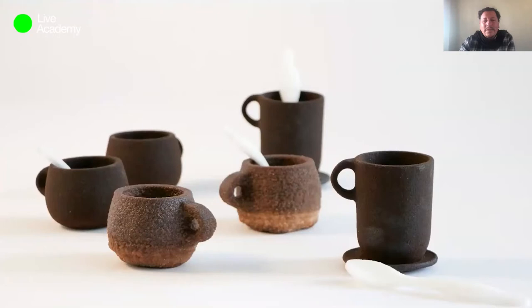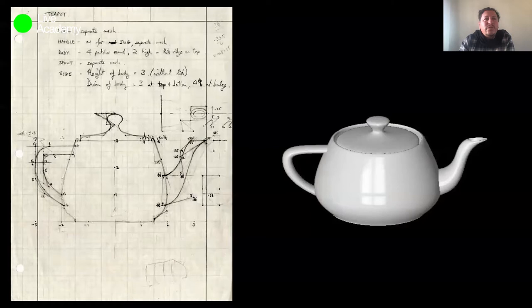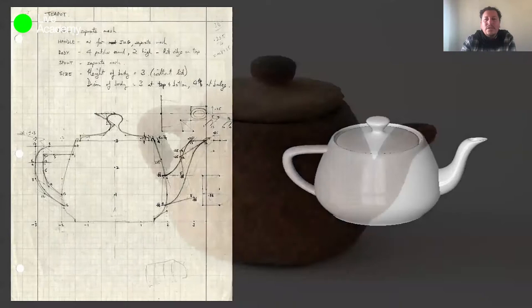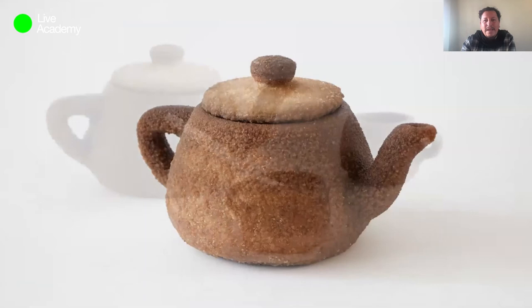But if you have teacups, maybe you need a teapot. And so it's interesting, the history of computer aided design and computer graphics, that one of the first objects ever translated from the physical world into a rendering in the computer was something called the Utah teapot or the Newell teapot. And this is it. And so we thought we would bring the Newell teapot back from the virtual world, the computational world, back into the physical world. So this is the Newell teapot made out of tea. And this is what we call the Utah tea set.